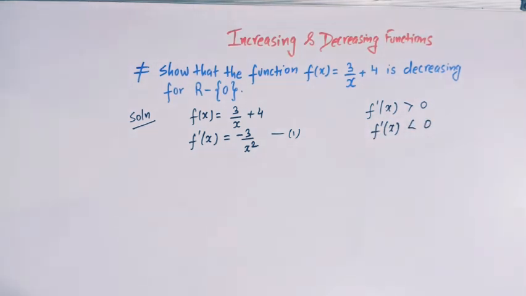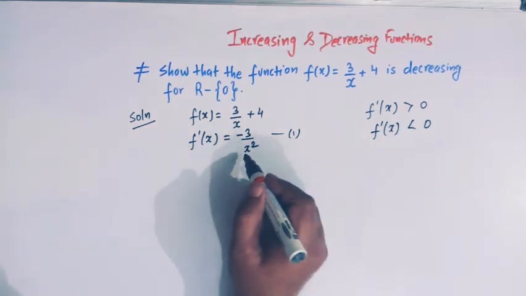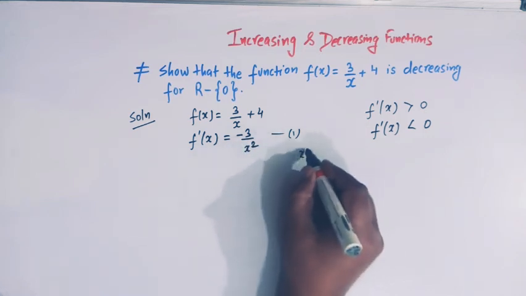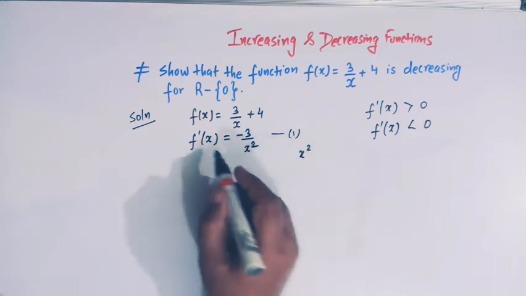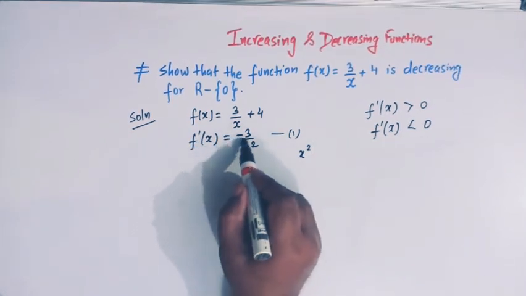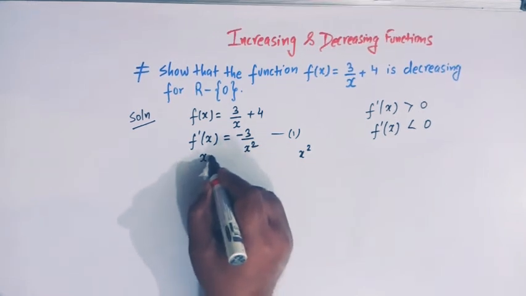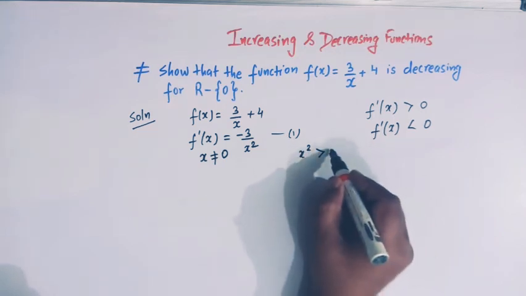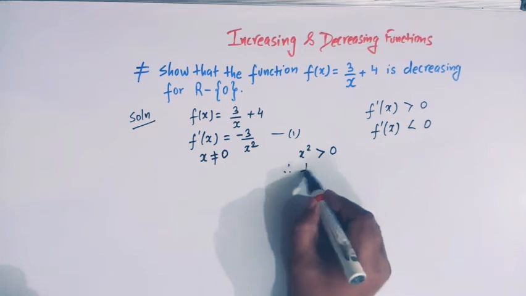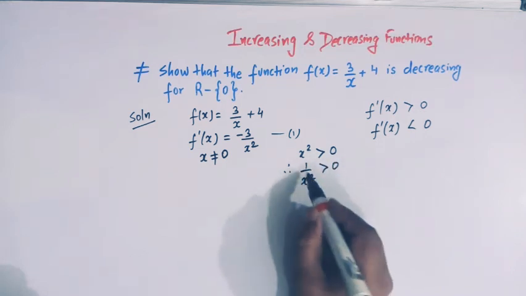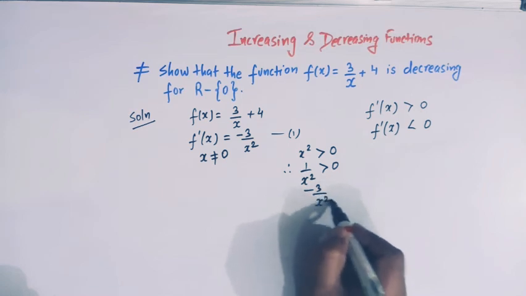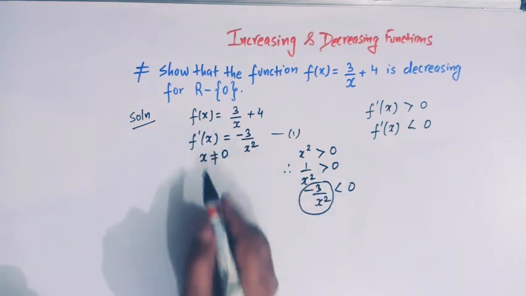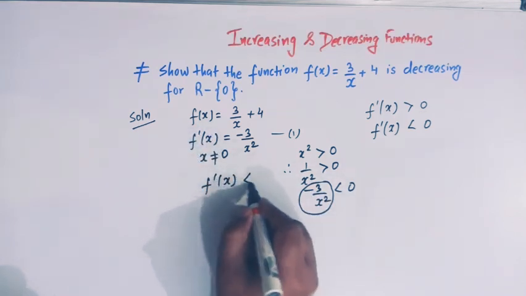So here what we will do, we see that this x square is a positive quantity, right? And here we have f prime of x is equal to minus 3 over x square. So x is obviously not equal to 0, and x square is greater than 0. So therefore 1 over x square is always greater than 0, and minus 3 over x square is less than 0, and minus 3 over x square is our derivative. So f prime of x is less than 0.